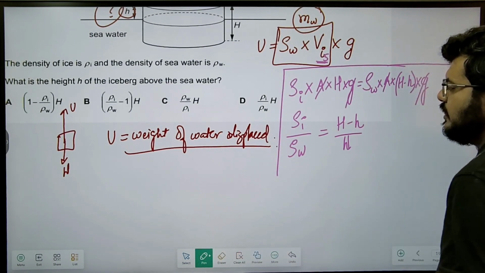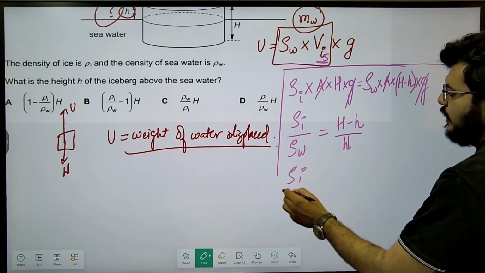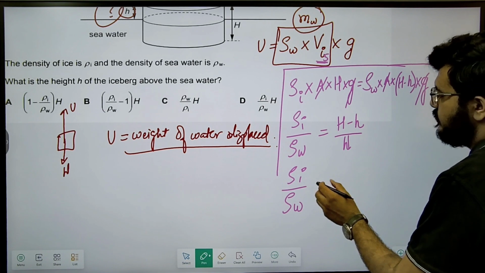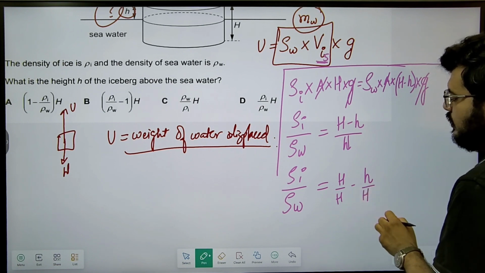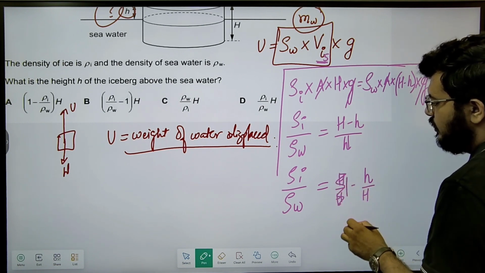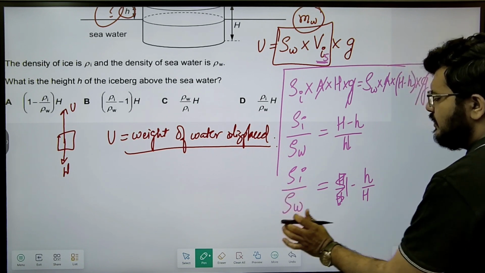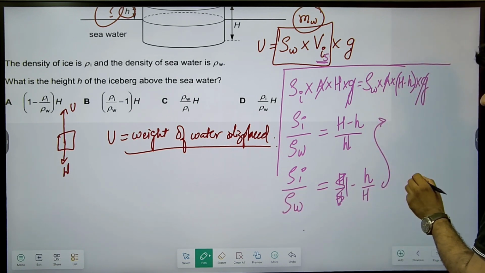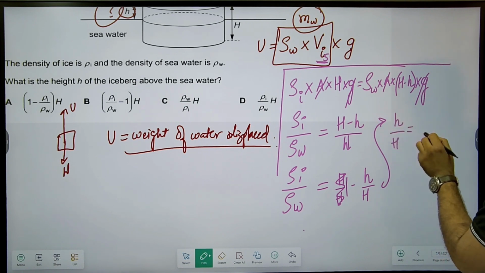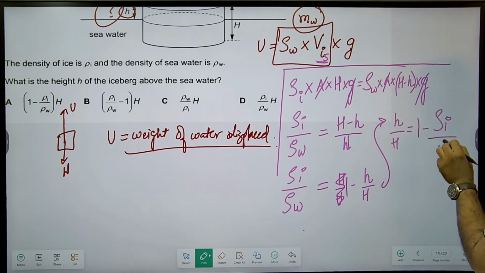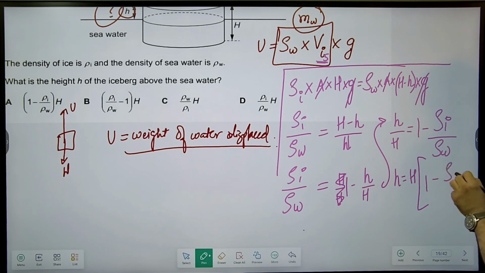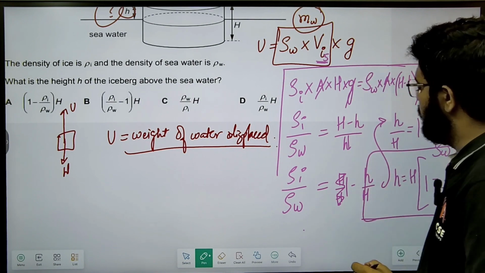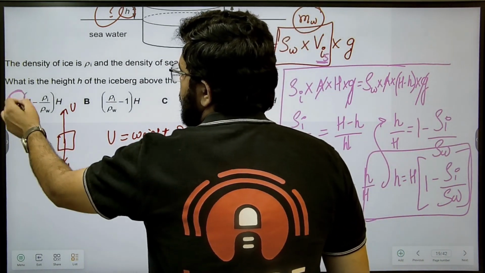Let's see now what can be done. I can write that density of ice upon density of water, we have all the options visible, is equal to h upon H minus small h upon H. This will become 1. So density, and then I can change the sides, which will give me h upon H is equal to 1 minus density of iceberg upon density of water. So h is equal to capital H multiplied by 1 minus density of iceberg upon density of water. This is your answer, which is option A.